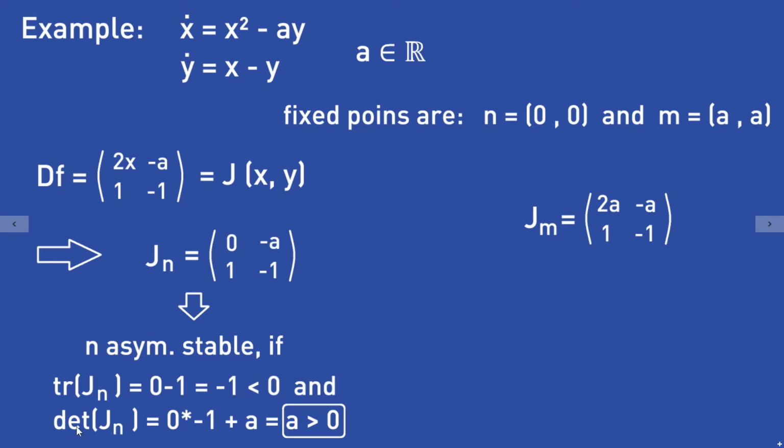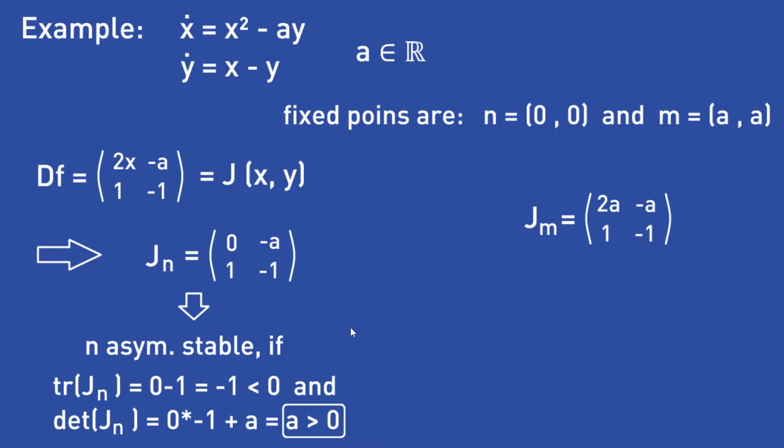The second thing we have to check is if the determinant is positive. So the determinant of Jn is equal to 0 times minus 1, which is 0, plus minus a times 1, which is plus a, which is equal to a. So the fixed point n is asymptotically stable if the number a is positive. So we get this condition here for the stability of n.